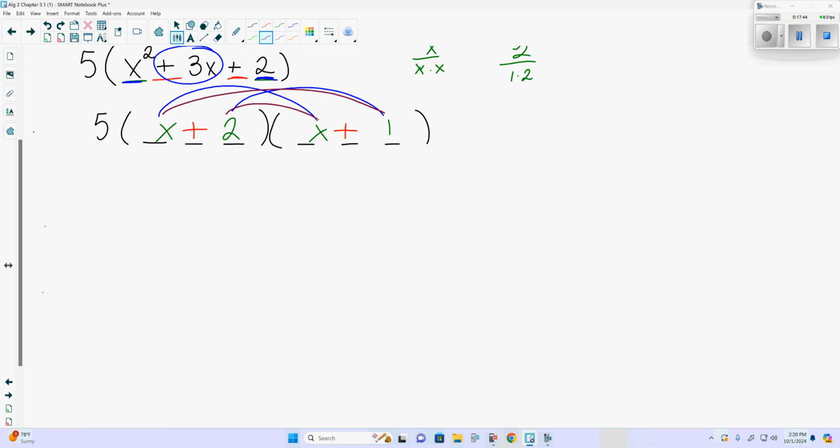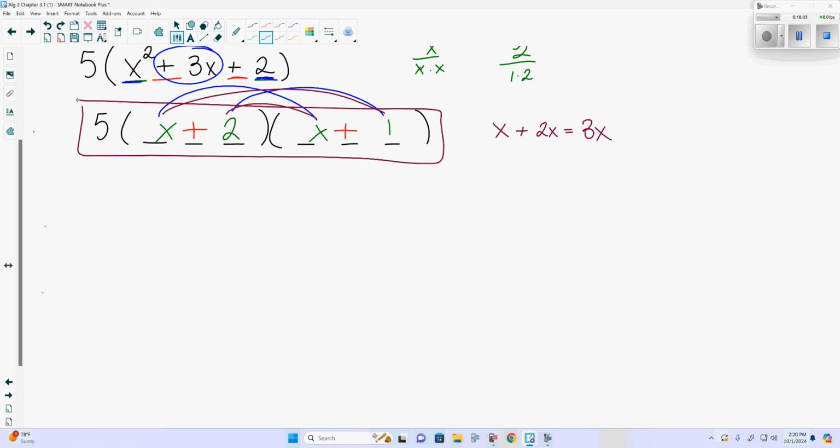Here, x times 1 is 1x, or x, positive x. 2 times x is positive 2x. And x plus 2x, is that the middle term we wanted? And since it is the correct middle term, x plus 2 times x plus 1 is the correct factored form for this here. If we got a different middle term, we did not get the correct middle term. We'll start switching the factors, either the third term or the first term, till we get the correct middle term.